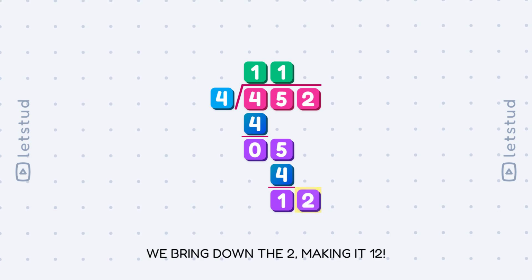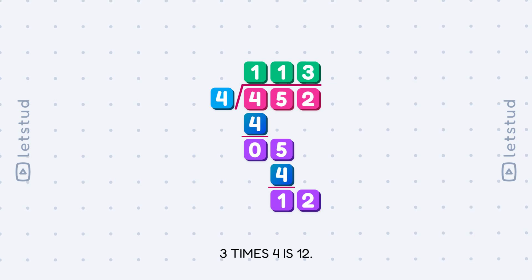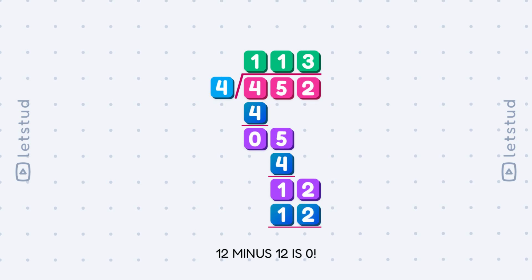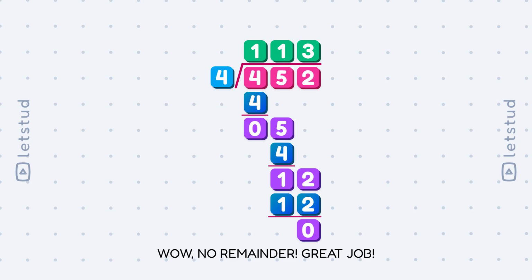Ready for the final step. We bring down the 2, making it 12. 12 divided by 4 equals 3. 3 times 4 is 12. 12 minus 12 is 0. Wow, no remainder. Great job. And that's the end. So the answer is 113.